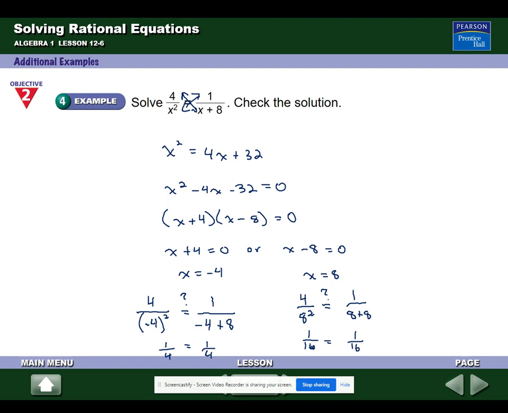Okay, now listen, I promise it's coming. This one, again, had two solutions that both worked, but it's coming where we're going to have one that doesn't work. A solution, something that we think is a solution, but it actually doesn't make the equation true. Okay, so that brings us to our last example. So it must be this one, right?